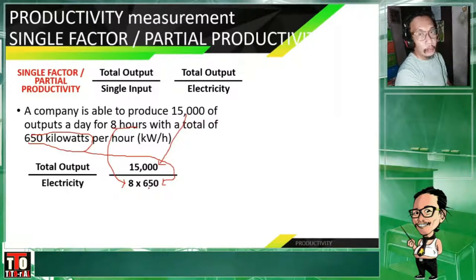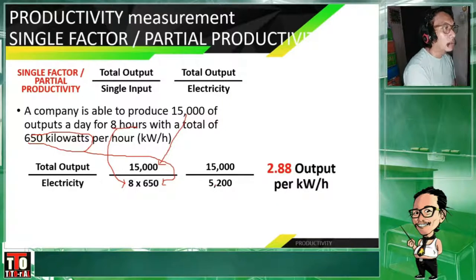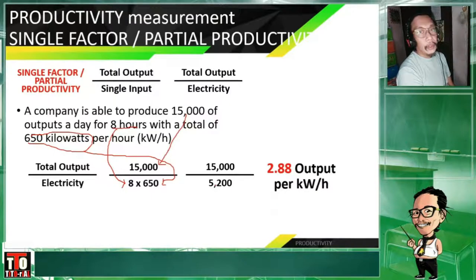But in this case, our example is per hour. So, we need to multiply it. We will have 8 times 650 is 5,200. So, our total output of 15,000 over 5,200 kilowatts in 8 hours. That would have 2.88 output per kilowatt hour. Now, like our example, it is between 2 to 3 laptops in an hour, the productivity of our electricity.